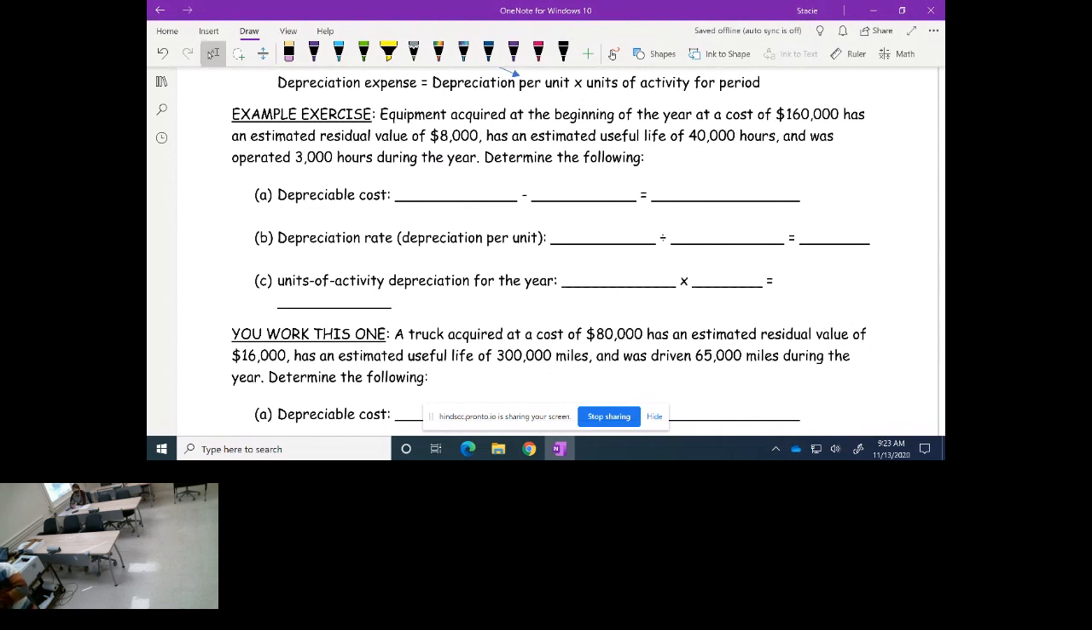So you've got equipment acquired at the beginning of the year. Cost was $160,000. It has an estimated residual of $8,000, meaning once they're done with it, it should still be worth $8,000. And they're not fully depreciating the asset, because once you fully depreciate something, its book value becomes zero. You might be able to sell it for more, but what it's worth on the books is zero. So they're trying to make it more realistic by anticipating what it'll be worth when they're finished with it.